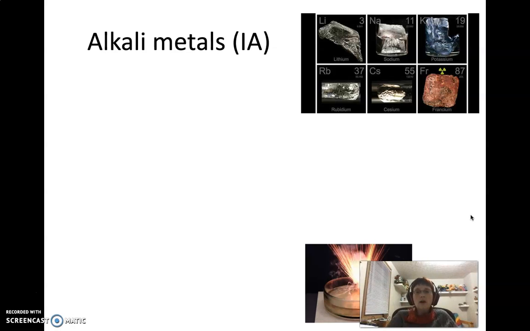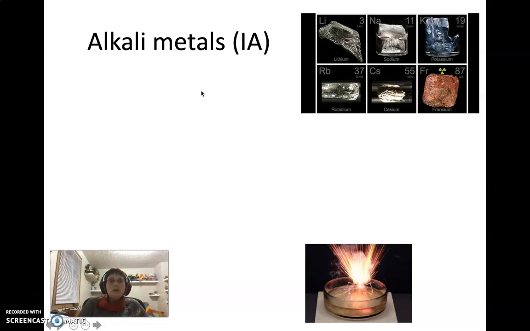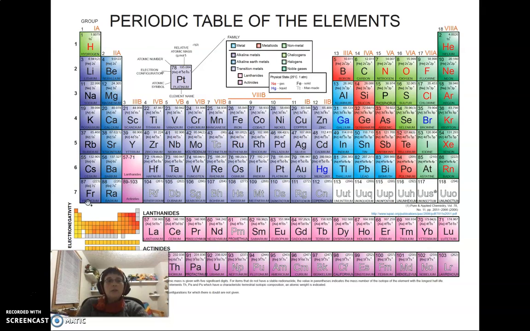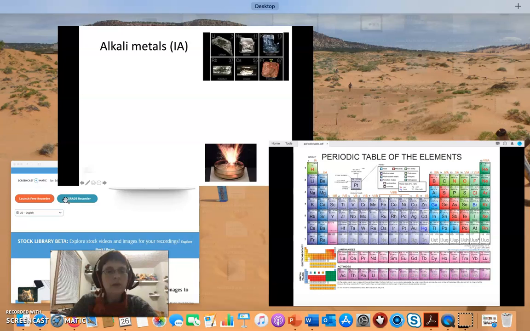So we're going to start off with our alkali metals. These are 1A, the far left-hand column. We're talking about things like lithium, sodium, potassium, rubidium, cesium, and francium.